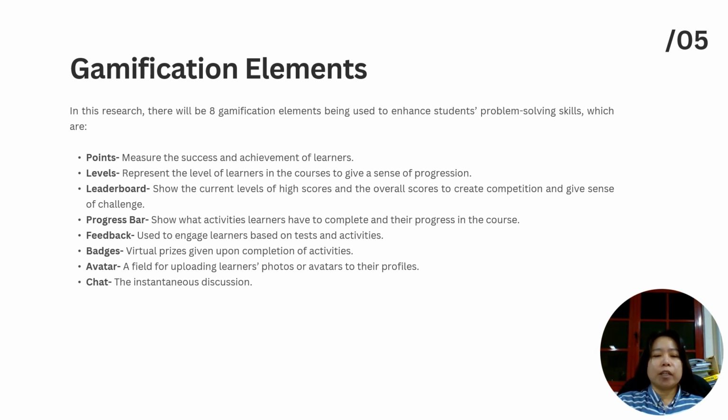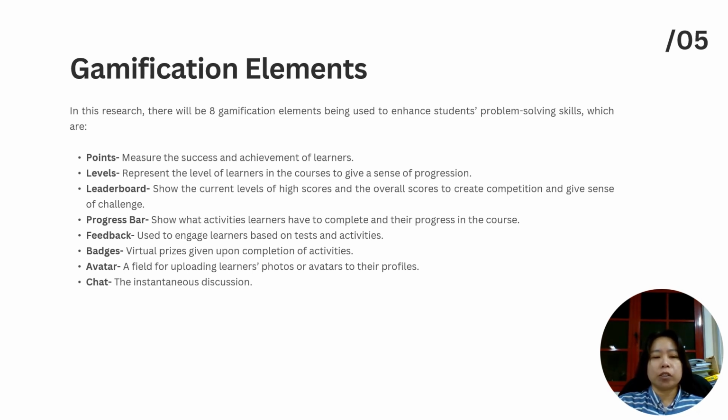Besides, gamification elements are also essential in this research. There will be 8 gamification elements being used to enhance student problem-solving skill, which are the point, level, leaderboard, progress bar, feedback, badge, avatar, and chat. The meaning of each element is illustrated in this slide.